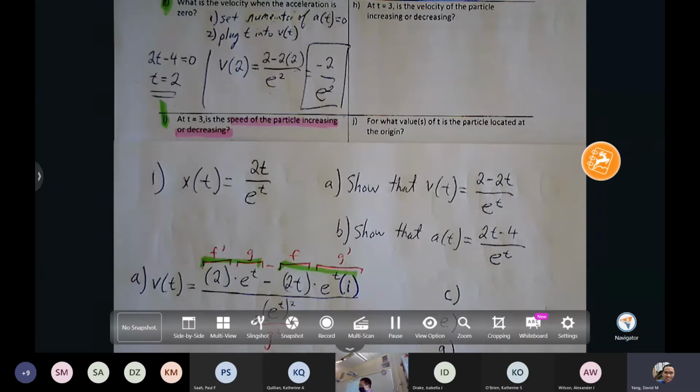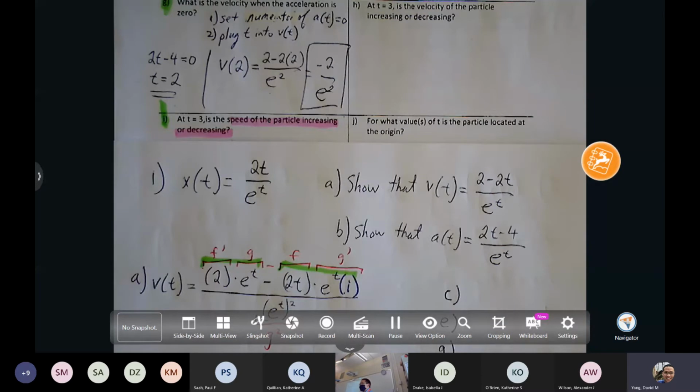For part I, at t equals 3 is the speed of the particle increasing or decreasing? So this wording looks a little different from E, but looks similar, but a very different process here. How do we determine increasing, decreasing speed? So can you elaborate? So if velocity is positive and acceleration is negative, then it would be decreasing speed, and then inverse, vice versa.